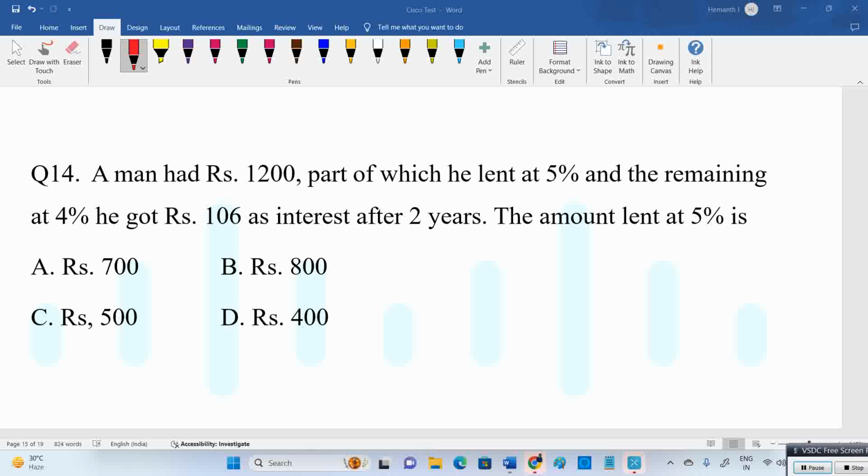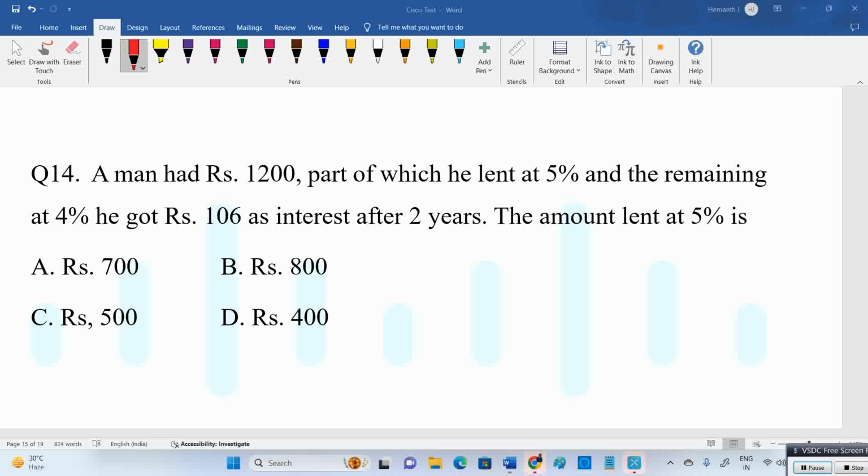Let me know, is 106 the interest from both together or only one among them? Both, right? So from both of them together, first one and second one, both interest together is 106. That's a mixing one. Mixing, adding. When it is mixing and adding, we can use mixtures and allegations, right?